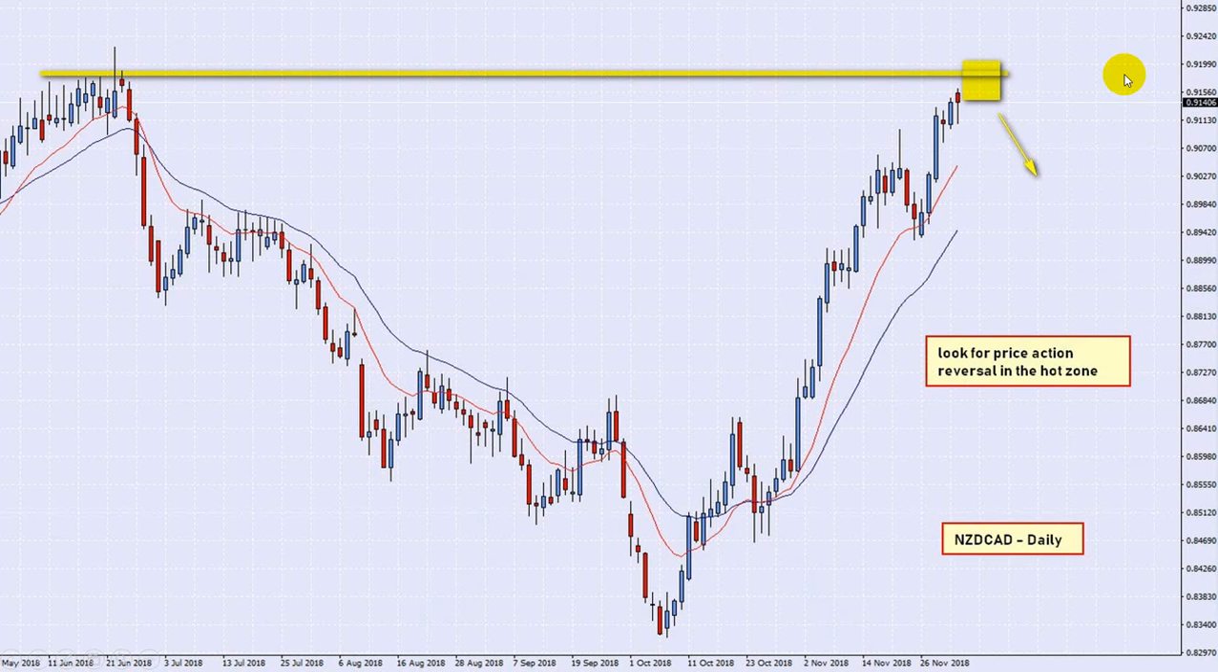It lands on the 92 round number level, and it looks like it could have a bit of trouble getting through there. So what I've done is I've put in the hot zone mark in here. So let's look for some price action reversal patterns to occur in this region. And if I do get that pattern occurring, well, then I'll be ready to attempt a short trade on this one. So for the time being, added to your hot list is our chart of the day. It is the Kiwi CAD on a daily time scale.